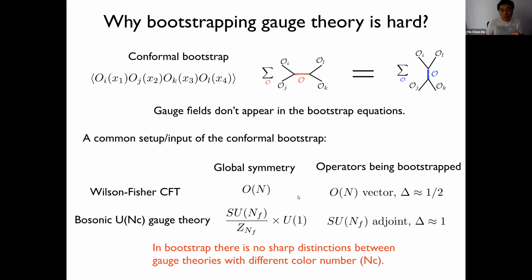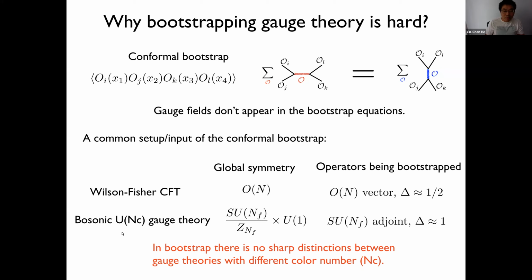And it is believed that with those conditions, plus some other assumptions like the number of relevant operators, the Wilson-Fisher CFT is well defined. It's unique. So in principle, using Bootstrap, you can isolate Wilson-Fisher CFTs from all other theories. But the situation is rather different for critical gauge theory.